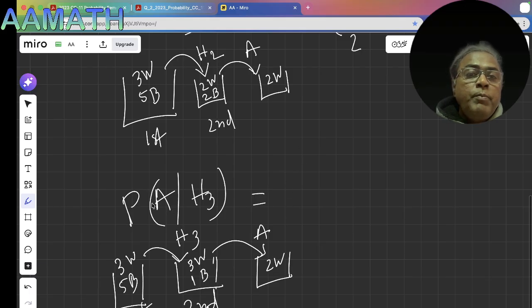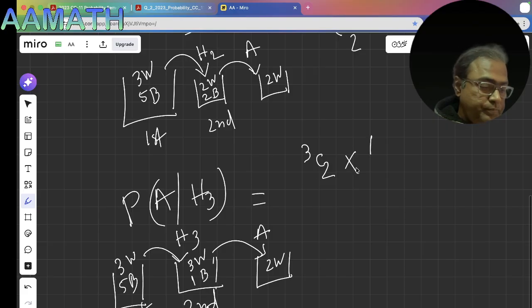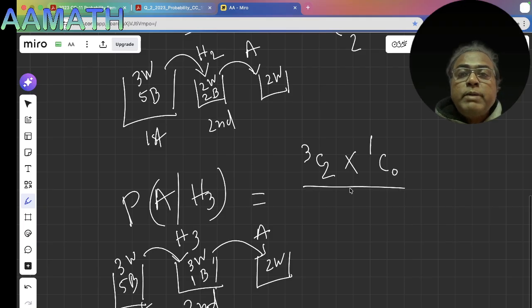So probability of A by H3 is 3C2, because there are three white balls, we draw two white balls, 3C2 into, from one black ball, we draw 0 black balls, divided by 4C2. After simplification, we get 1 by 2.